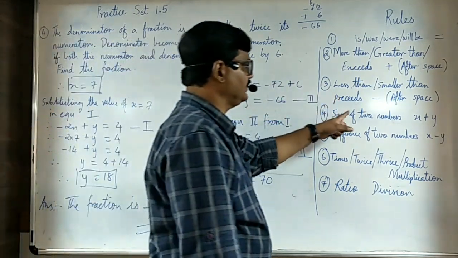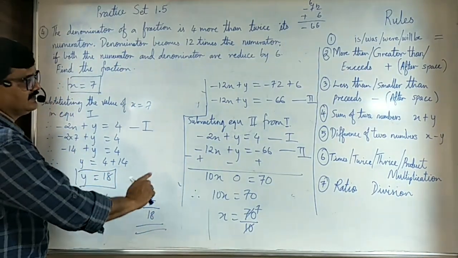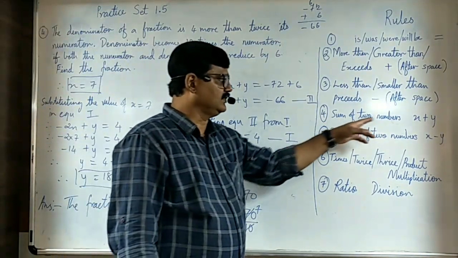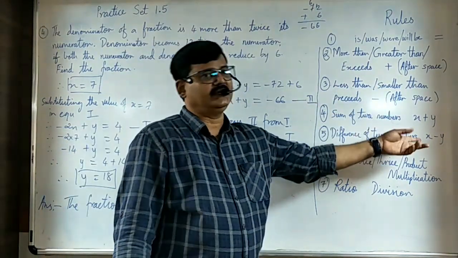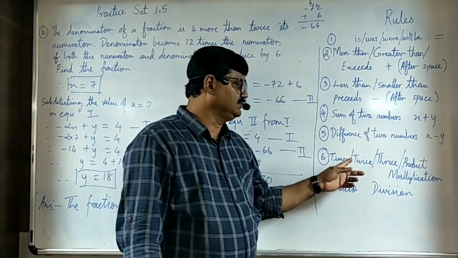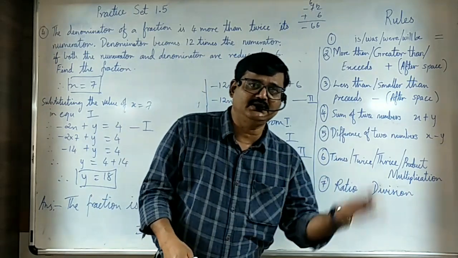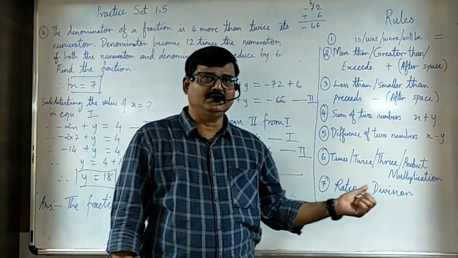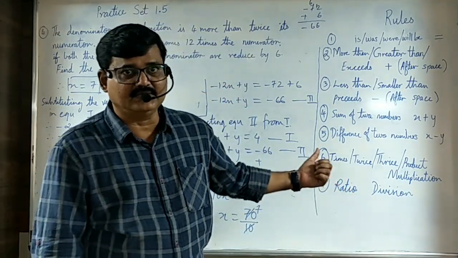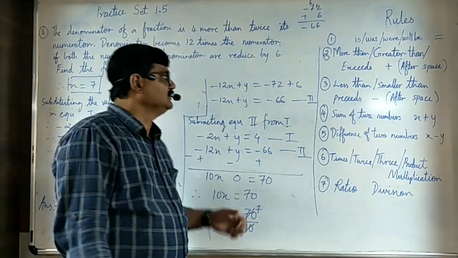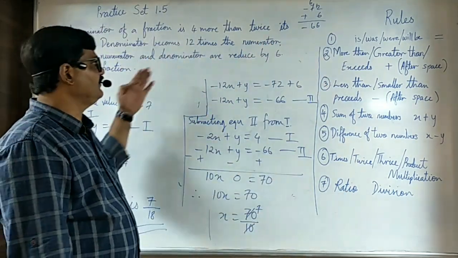Less than, smaller than, proceed: here you have to write the minus sign. The sum of the two numbers means you have to add, x plus y. The difference of the two numbers is x minus y. Times, twice, thrice, product: that means when these are there, you have to multiply. And if they give any ratio, that time you have to write a division. The ratio of any two numbers, you have to divide. So it is very simple to follow this rule and then form the statement.